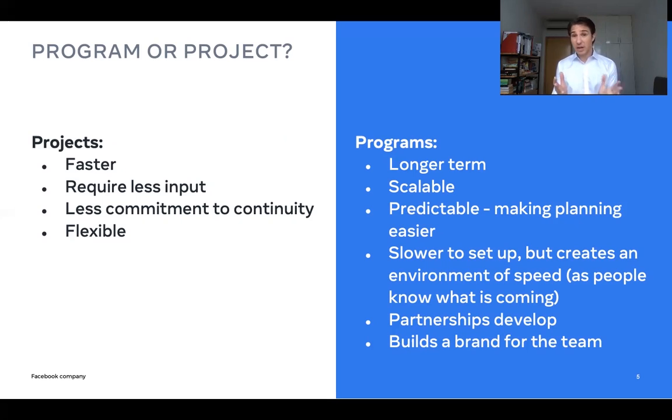In fact, we've spent a lot of time this year setting up the Media Insights program, but it creates an environment of speed as people start to know and realize what's coming and when, and they can plan towards that rather than looking around for somebody to do some research for them. It builds partnerships with all the people that we're working with and all the teams, and it builds a brand for our team and our program such that people know, and everyone in sales and marketing within Facebook would know what the Vertical Insights program is, what it does, and that helps for the program to deliver more results.